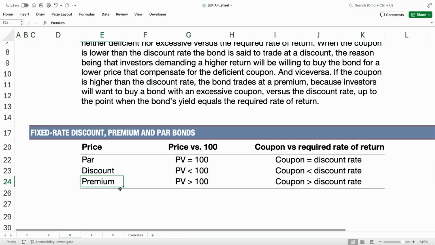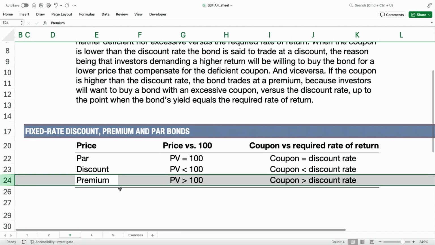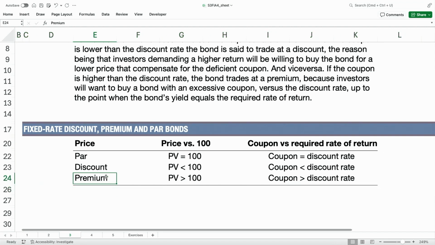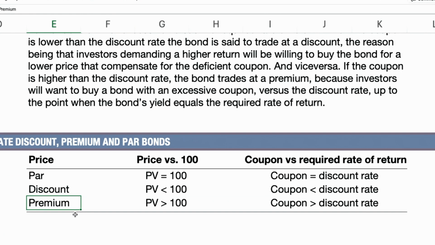If the coupon is higher than the discount rate, the bond trades at a premium, because investors will want to buy a bond with an excessive coupon versus the discount rate, up to the point when the bond's yield equals the required rate of return.